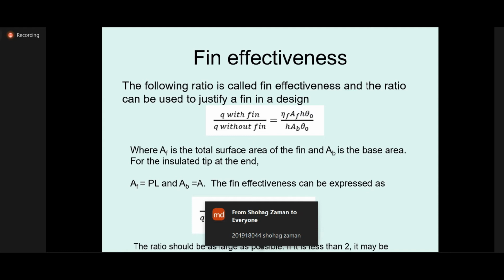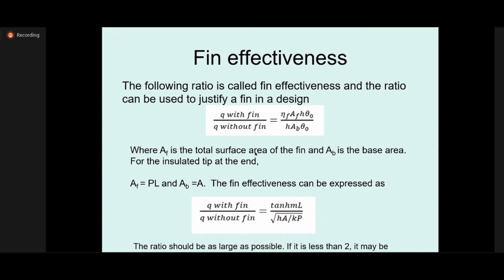without fin, this ratio. So if you use the Q with fin, then obviously the efficiency of heat transfer, the A_f is the total surface area. Yeah, that's simple. And h, and then theta 0. So this is your heat transfer with fin, and Q without fin. What would have happened is h A_b, the base area, times theta 0. So that means if you put the fin, then this is the total heat transfer. You may have other equations, obviously. A_b is the base area.